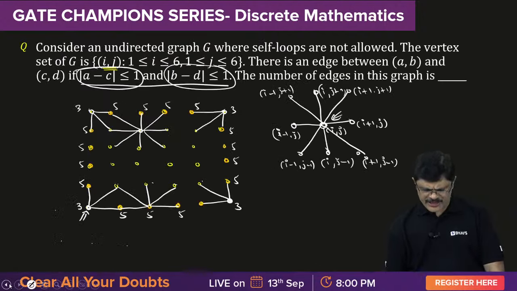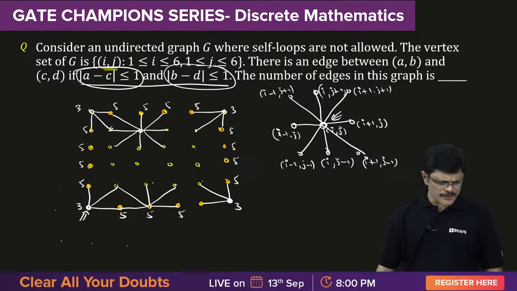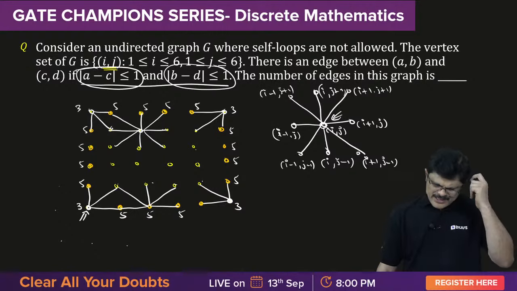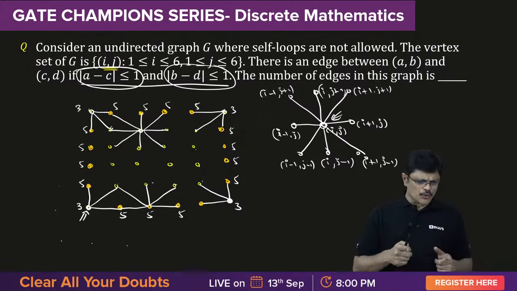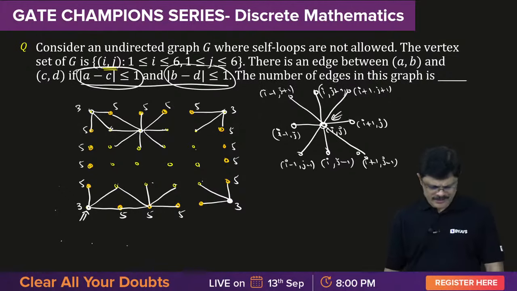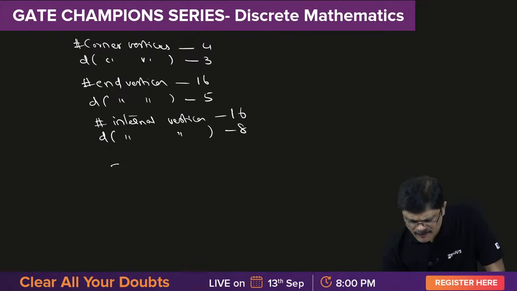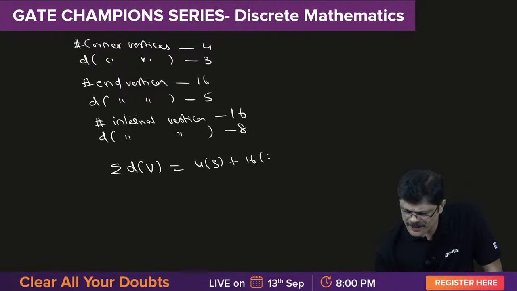Internal vertices 28? How, sir? Internal 1, 2, 3, 4; 1, 2, 3, 4. 4 into 4, 16 only, na? See, totally it is 6 by 6. When you remove the outer ones, you remove 2 rows and 2 columns, it becomes 4 by 4 only, na? So now find the sum of degrees happily. What about the sum of degrees? 4 into 3, 16 into 5 plus 16 into 8.